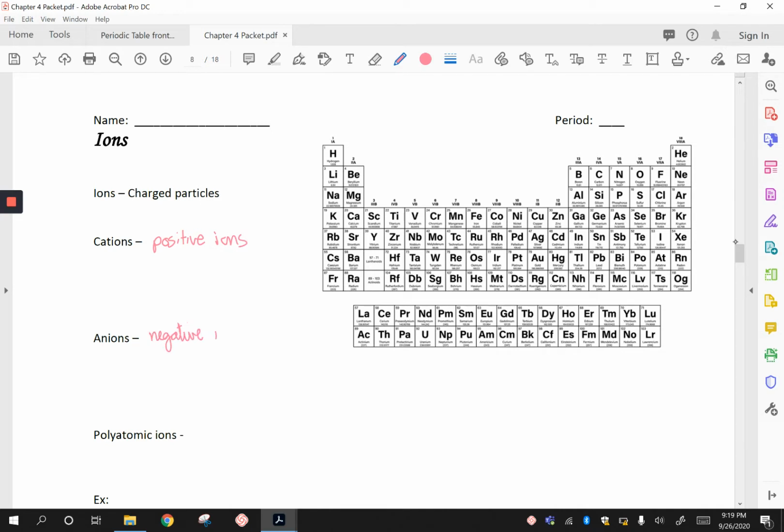One way to remember that, there's many ways, is that cation has a T, so it looks like a positive sign. When you write a lowercase t, this looks like a positive sign. The other way to remember it is that cats have paws, right? Cats have paws, positive. Cat, positive. Anyway, so cations are positively charged ions, anions are negatively charged ions.